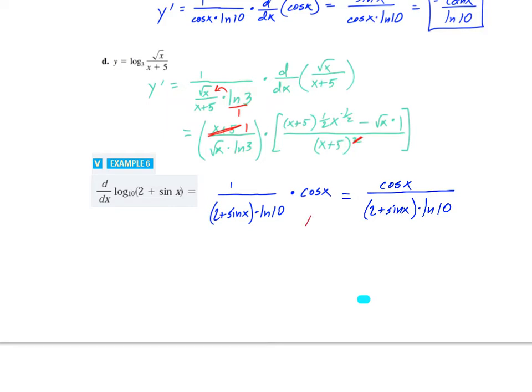Very simple question. Remember, this was the derivative of the 2 plus sine x. That's what happened there. All right. That is the end of that page. Let's move on to the next one.